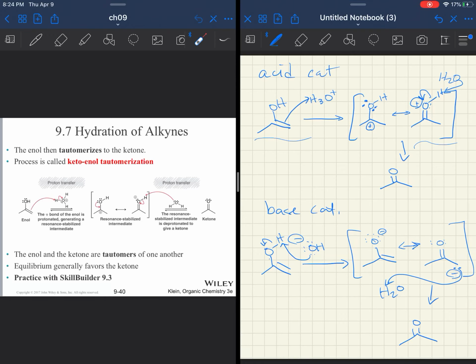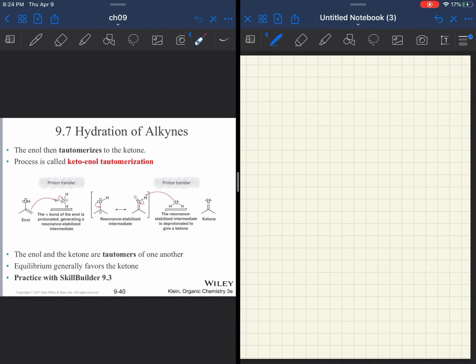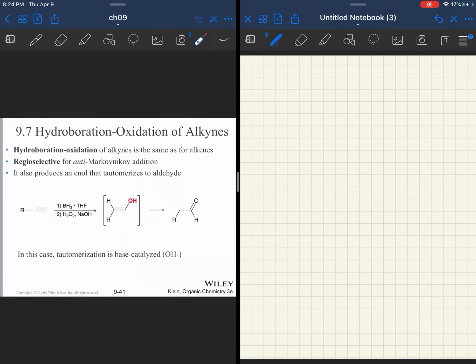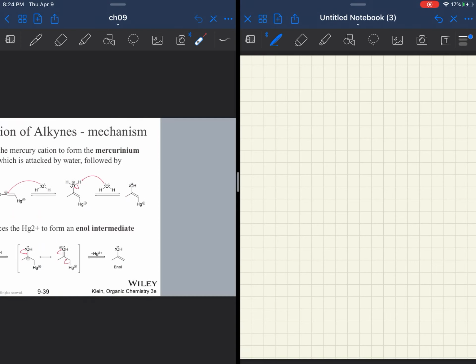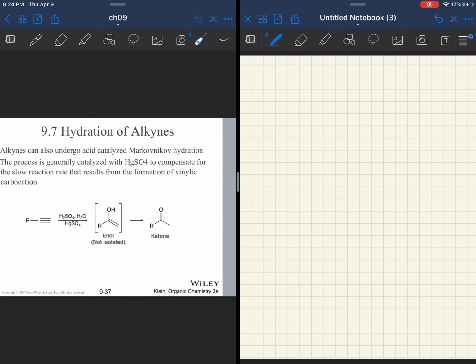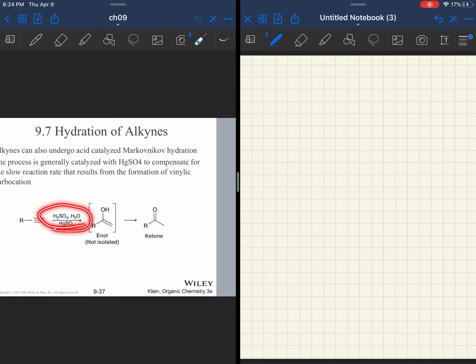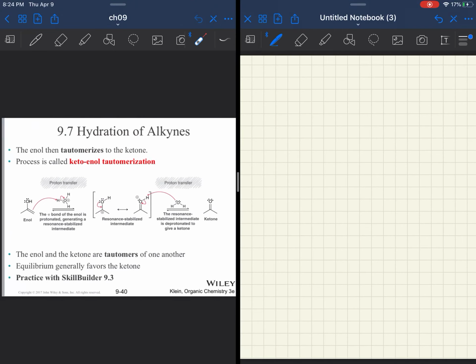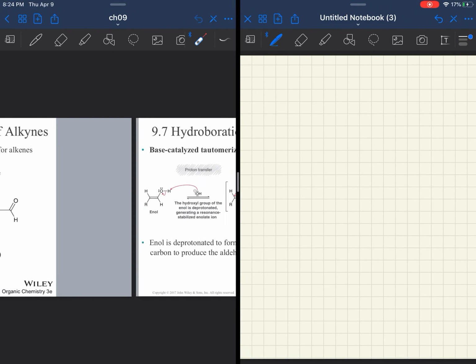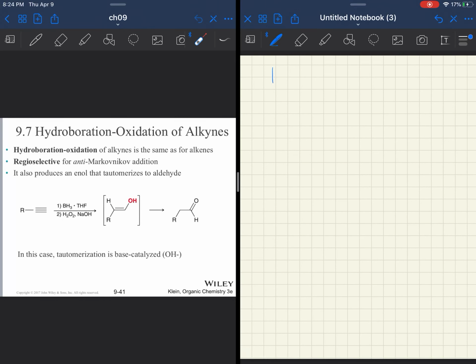Now, we've made water. We don't have acid, so we don't want to show acid, but this protonation is going to come from the water. We get our base back, hence base catalyzed. All right, so no matter what we do, acid or base, you are going to get this tautomerization. You should know this mechanism, and you should be able to predict your products. All right, so if you've got an asymmetric triple bond, and you use sulfuric acid, water, and mercury sulfate, you are going to make a ketone.